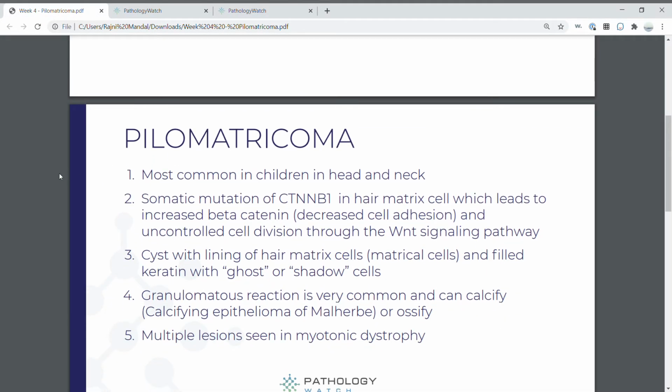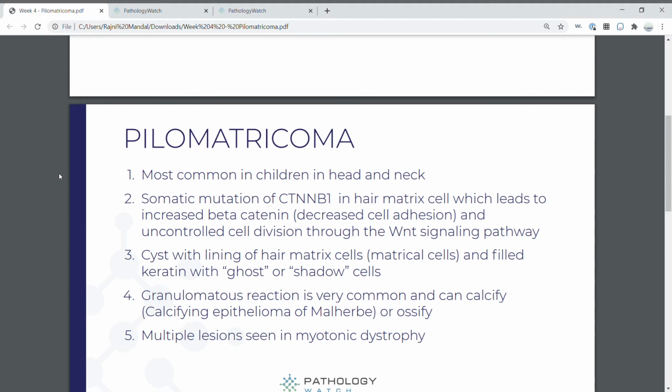Pilomatricoma is most common in children in the head and neck region. It's due to a somatic mutation of CTNNB1 gene in the hair matrix cell, which leads to increased beta-catenin, decreased cell adhesion, and uncontrolled cell division through the Wnt signaling pathway. It is a cyst with lining of hair matrix cells, also known as matrical cells, and is filled with keratin with ghost or shadow cells.